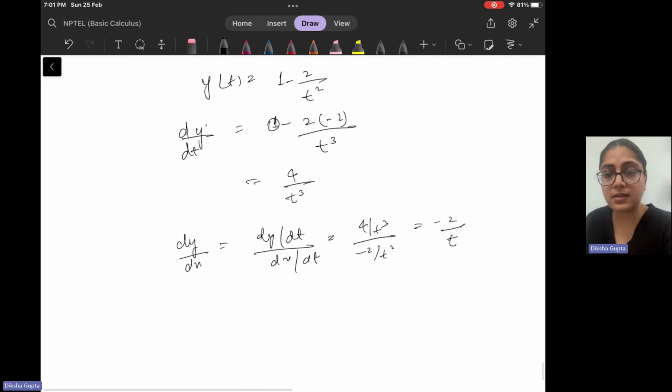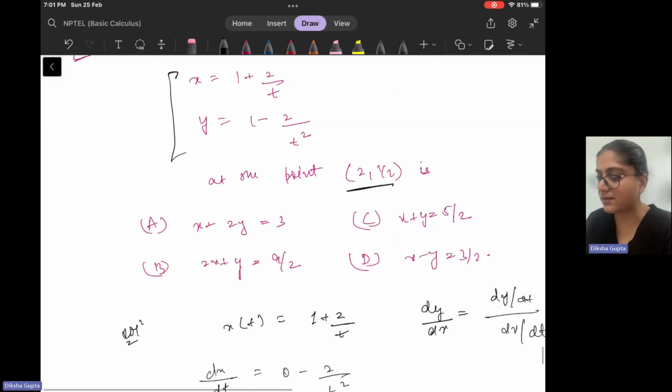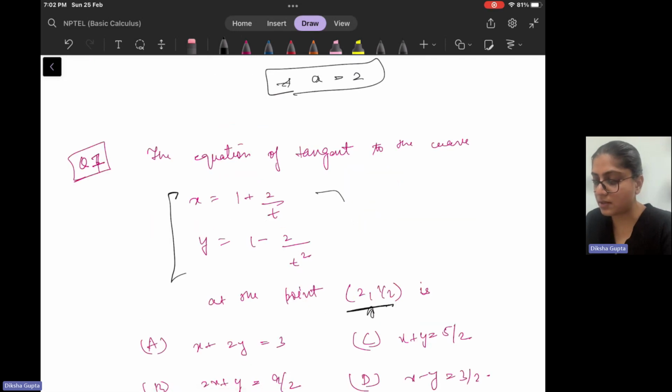So now you have to find the tangent to the curve at this point x and y. So you have been given the point in terms of x and y. Now you need to find the corresponding t, that is, to which t this point corresponds. Because how is the curve defined?